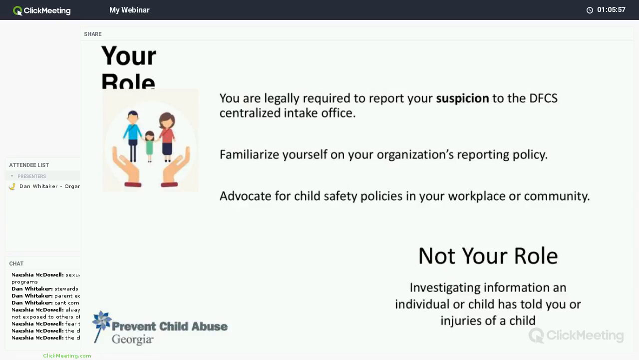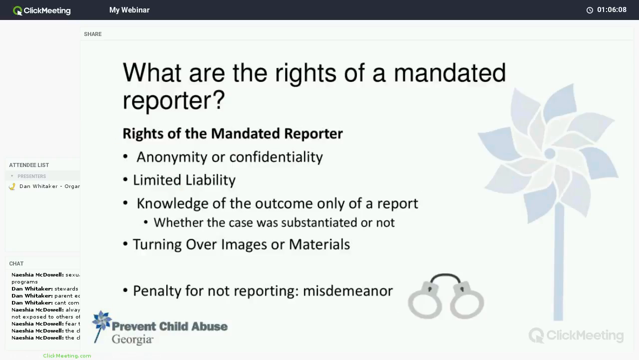And what is not your role? It is not your role, again, to investigate information an individual or child has told you about their injuries. Go ahead and make that report as soon as you suspect it. Mandated reporters are allowed to report anonymously and maintain some confidentiality regarding their identity. Additionally, they can limit their liability by following the procedures outlined by their organization.